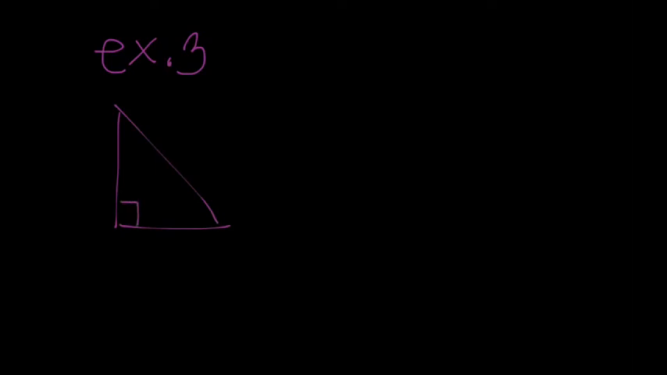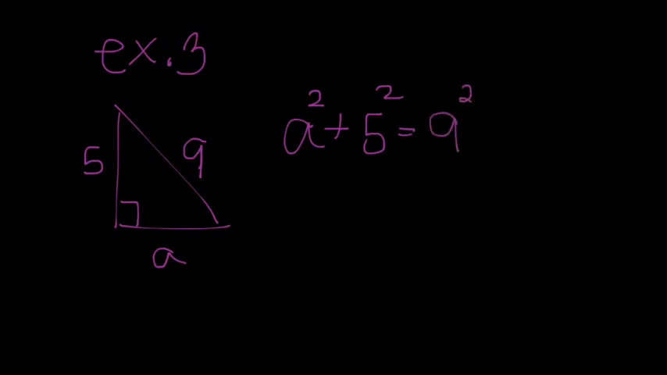What happens when things do not work out perfectly? Okay, so copy this triangle down. One leg is 5, the other leg is a, and my hypotenuse is 9. So I'm going to have a squared, my b is 5, so plus 5 squared equals c, which is 9 squared.